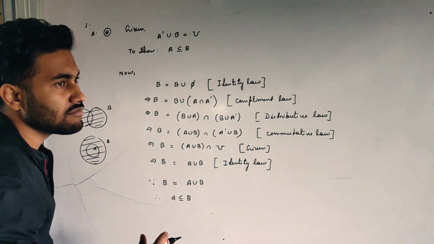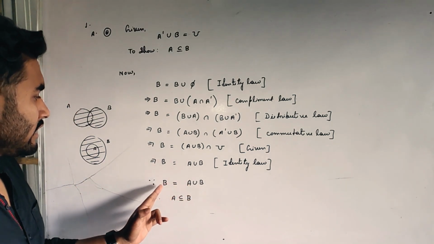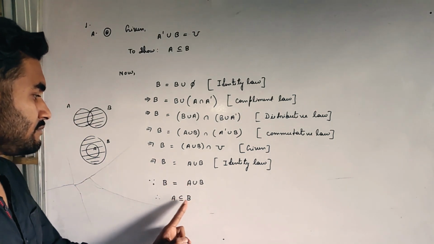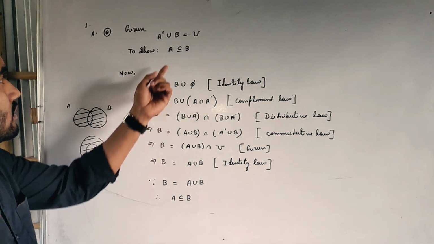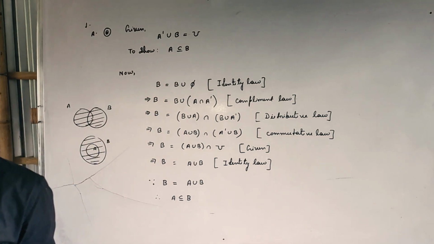Only a union means everything, right? So everything is B. So that means B is bigger than A. So A must be a subset of B. So this we have to show, that A is a subset of B.